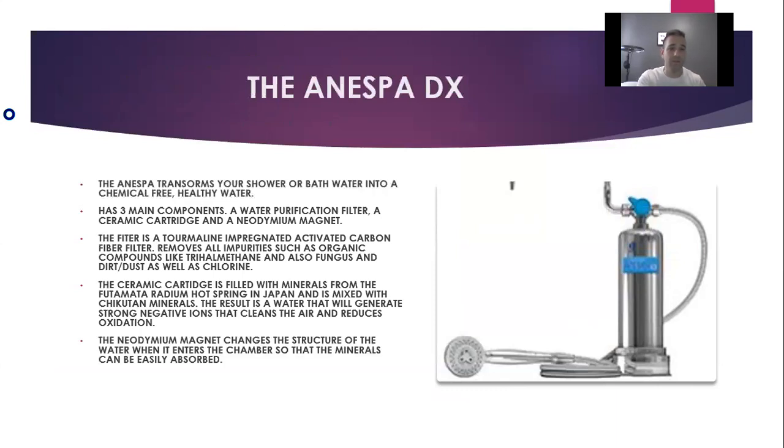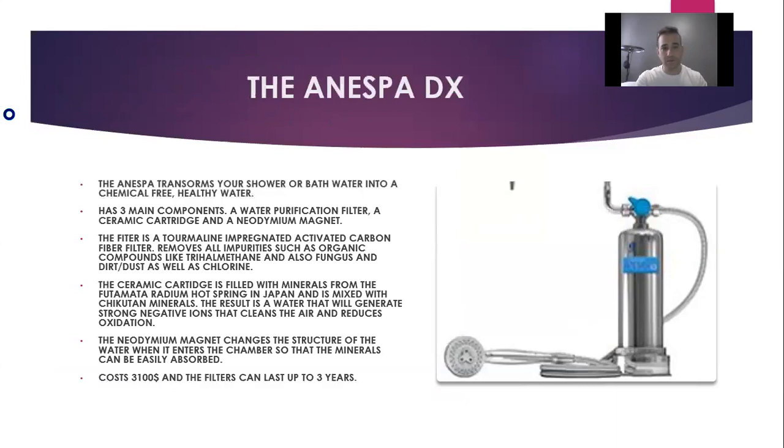The neodymium magnet changes the structure of the water when it enters the chamber so that the minerals can be easily absorbed. So when the water enters the Inespa at the bottom, there is a magnetic ring before it enters the filter and the ceramic cartridge. That magnetic field is going to restructure the water so that it is able to absorb the minerals more effectively.